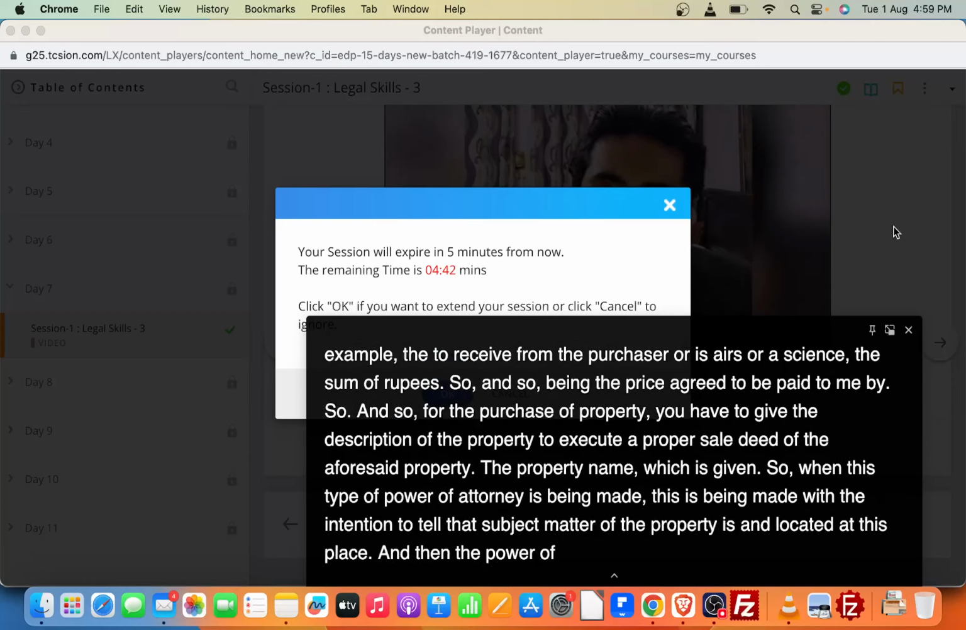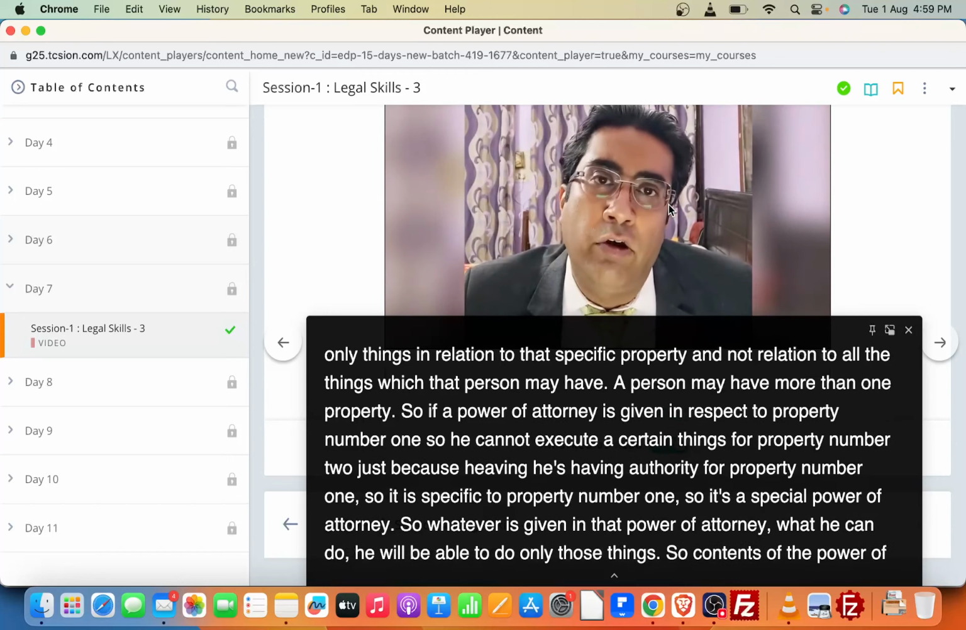So if a power of attorney is given in respect of property number 1, he cannot execute certain things for property number 2 just because he has authority for property number 1. It is specific to property number 1. So it's a special power of attorney. Whatever is given in that power of attorney, what he can do, he will be able to do only those things. So the contents of the power of attorney are very, very important.